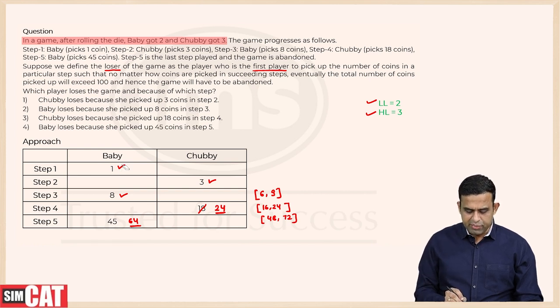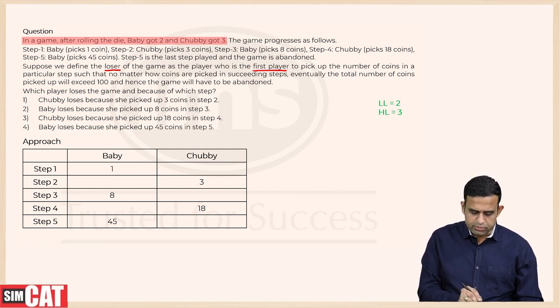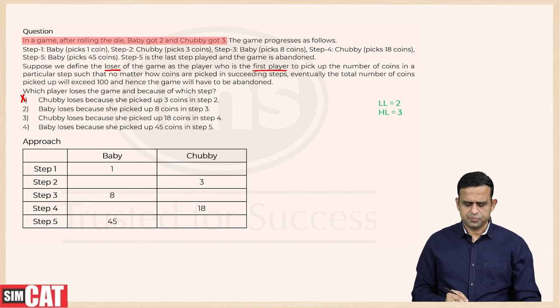And with this, it can be easily said that my answer is not going to be option number 1. Because if it is played in a certain way, then a win situation can be created by picking 3 coins by Chubby in step number 2. So option number 1 cannot be our answer.